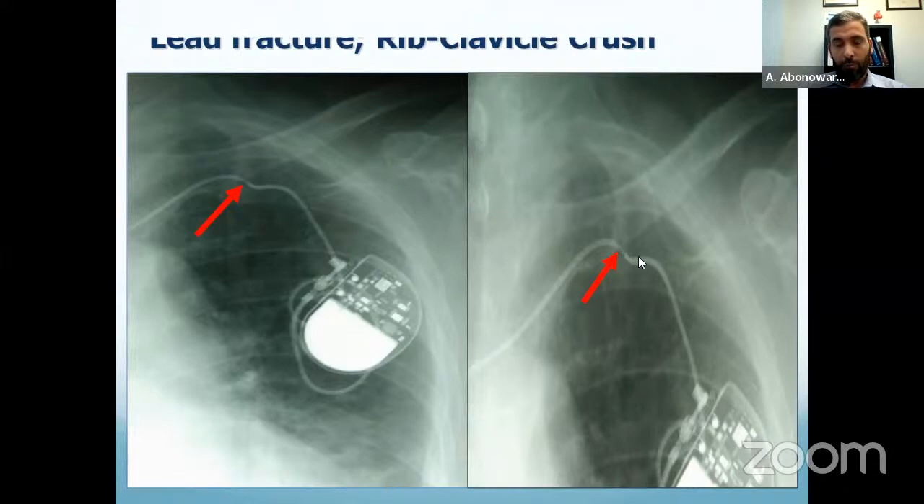To avoid that, we prefer to use the cephalic vein. So the lead comes from here towards the subclavian vein rather than going directly into the subclavian vein, and that way you prevent this kind of problem in the future. Usually this happens several years after the implantation.